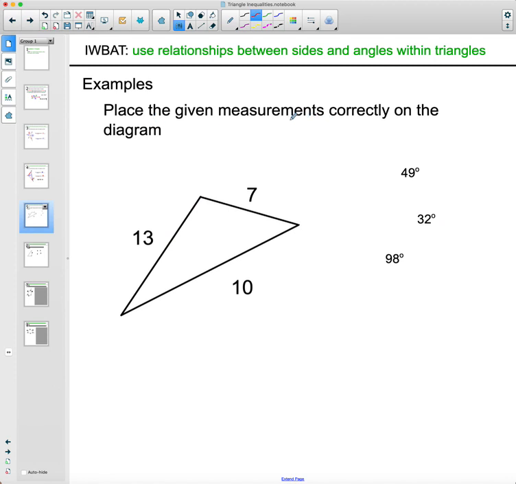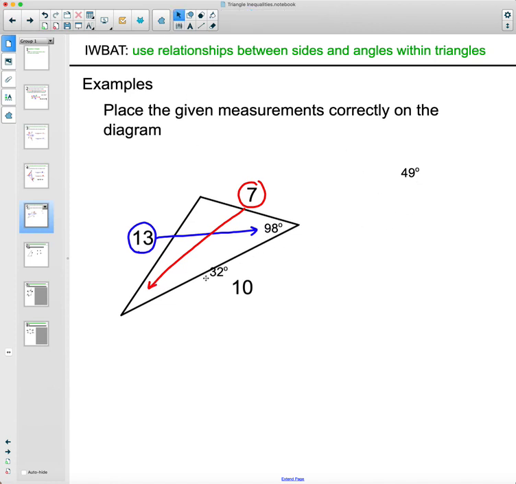This one says place the given measurements correctly on the diagram. Again, we're given all of the sides, so we can start to analyze the angles versus the side lengths. This 13 is the biggest, so across from the biggest side needs to be the biggest angle. The biggest angle over here is 98 degrees, so we would pull 98 into that angle. Then you can look at the smallest side, which is the 7. Across from the smallest side is the smallest angle. So 32 is the smallest angle, and that would go here.